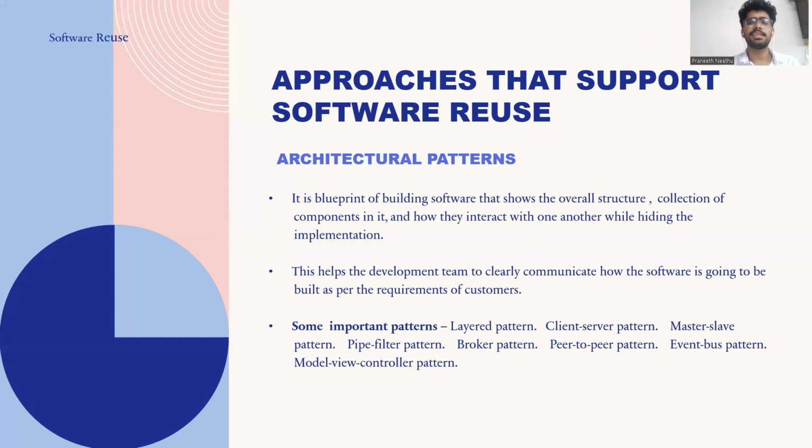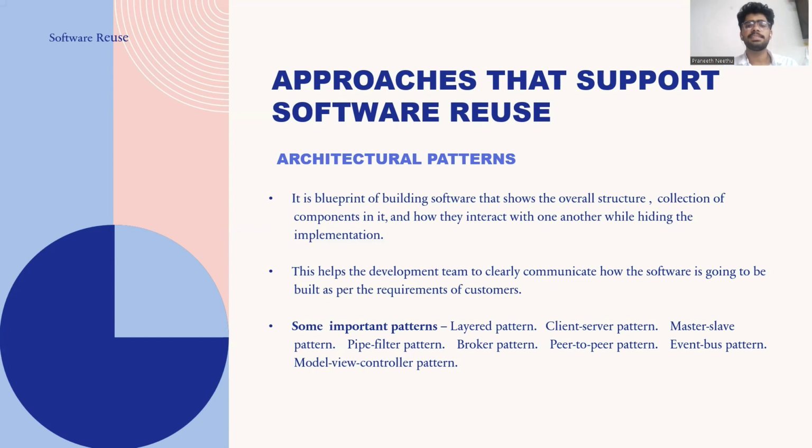Next, approaches that support software reuse. Some of the important approaches are: first, architectural patterns. An architectural pattern is like a blueprint of a building for software that shows the overall structure, the collection of components in it, and how they interact with one another while hiding the implementation. Generally, it's like an abstraction.